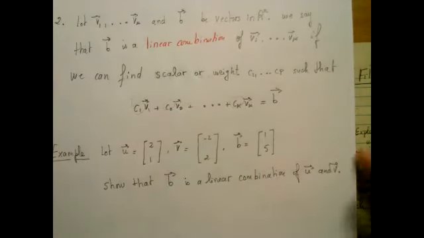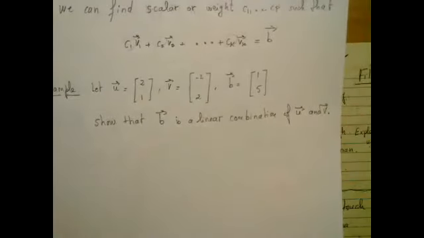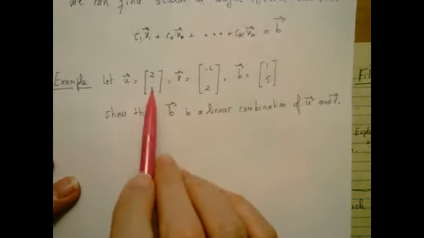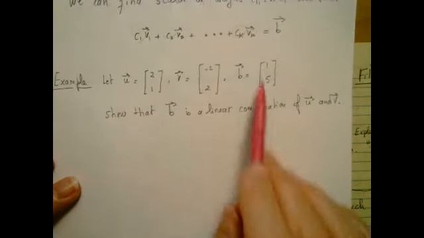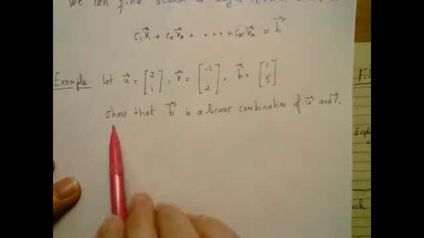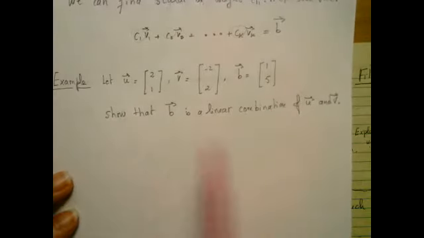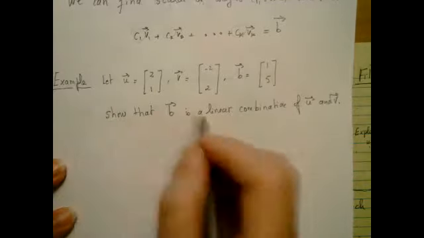Okay, let's do this problem clearly. We're going to do this problem purely algebraically first and then a little bit geometrically later on. This is the question I asked a minute ago. Suppose U is this, and this is V, and this is B. The question is, show that B is a linear combination of U and V. Let us understand clearly what it means.